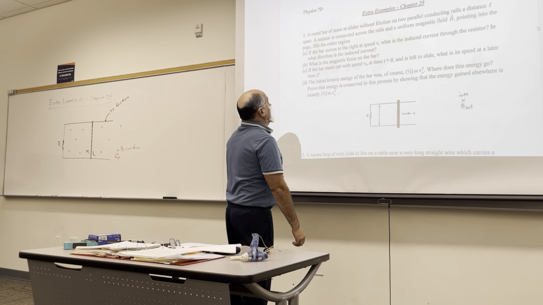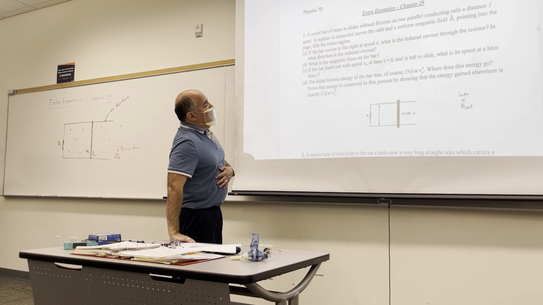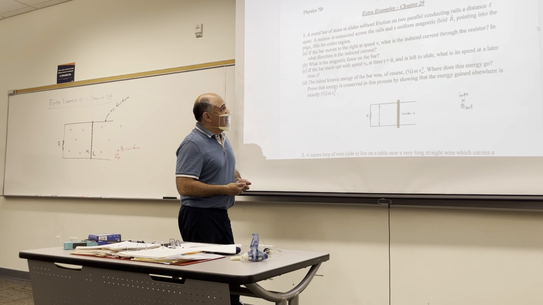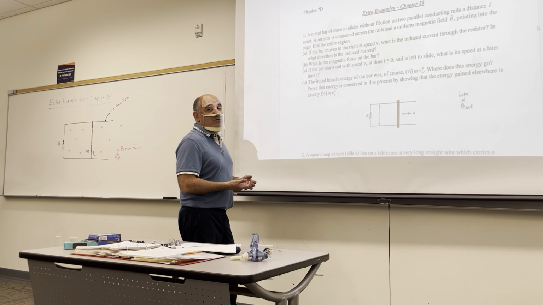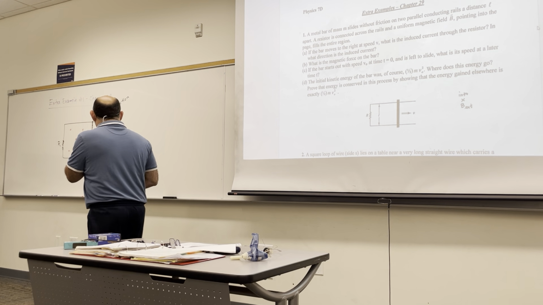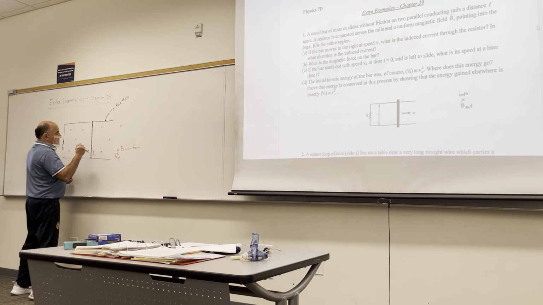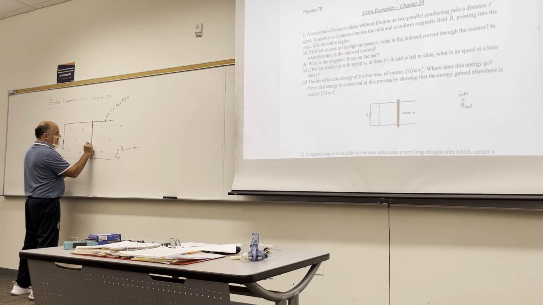Here, what we do is the following. If the bar moves to the right at speed v, let's say it's moving at some instant of time at speed v, what is the induced current through the resistor? In what direction is the induced current? That's essentially the problem that I just did. If this thing is moving to the right at speed v, what is the induced current at that instant?